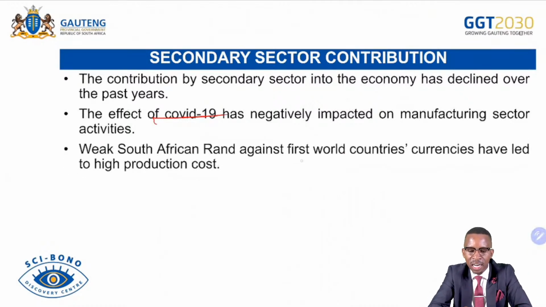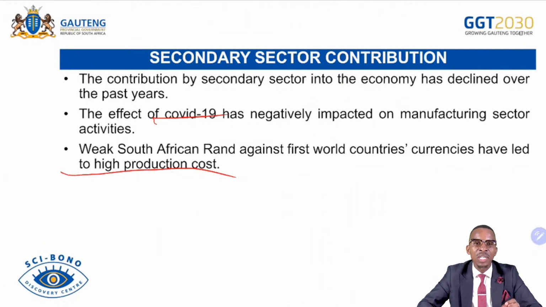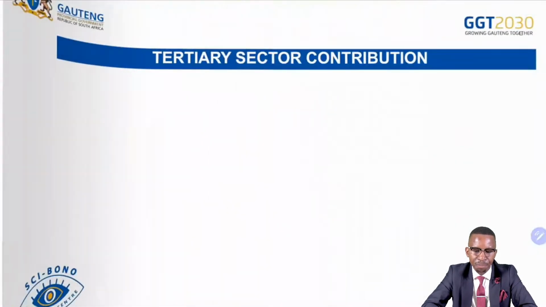Weak South African rand against the first world countries' currencies has led to the high cost of production. Why? Remember, we depend on our currency. Our currency must be strong for our local businesses to import capital goods or machines. If our currency is very weak, those machines will be expensive, which will increase the cost of production by businesses or the manufacturing sector. And that will lead to some businesses not affording those machines because they are highly expensive, resulting in the decline in the inputs or production by the secondary sector.